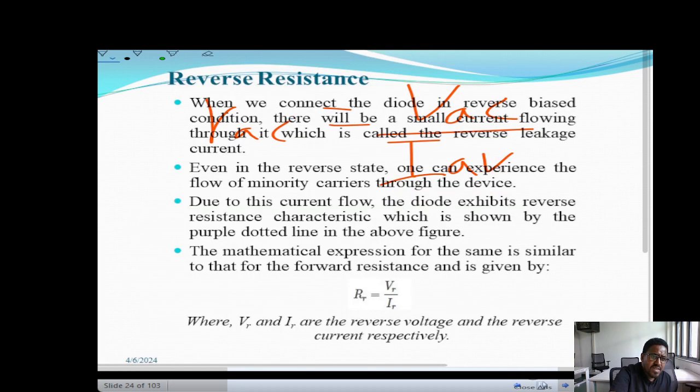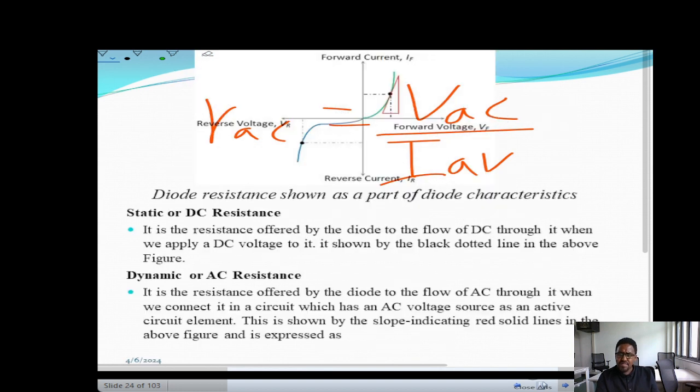So during reverse resistance, when we connect the diode in reverse biased condition, there will be a small current flowing through it, which is called reverse leakage current. Even in the reverse state, one can experience the flow of minority current through the device. Due to this current flow, the diode exhibits reverse resistance characteristics, which is shown by the purple dotted line in the above figure.